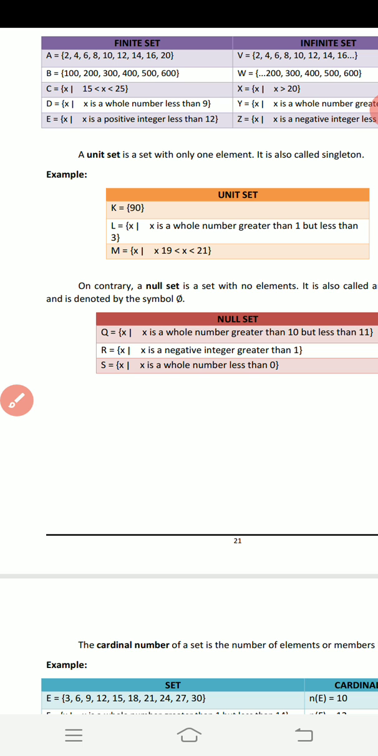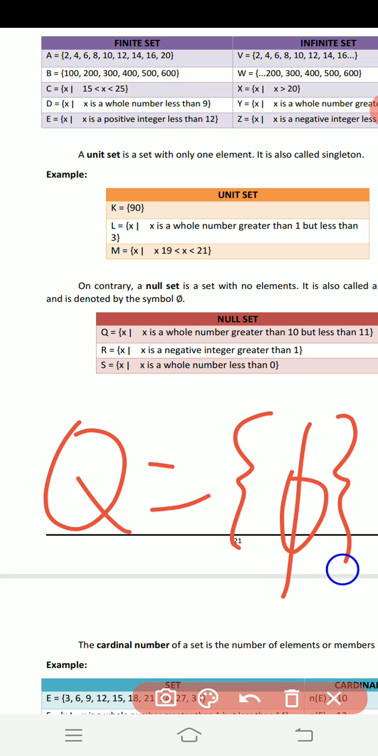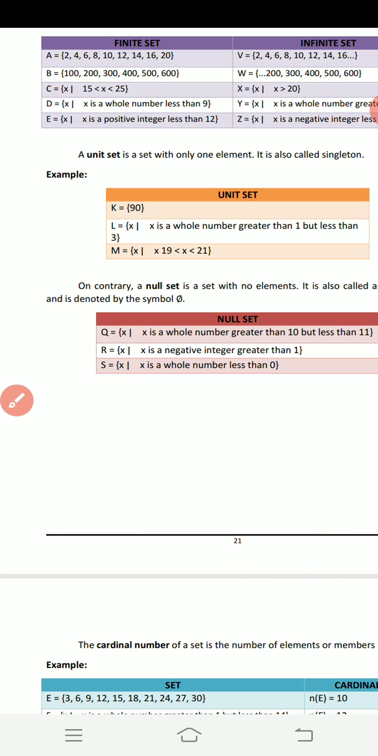Again, inuulit ko, hindi po siya dapat ganito. Yan, mali yan. Huwag niyo ipagsama. Pwede kayong gumamit kahit isa lang dyan sa notation ng null set. Okay? Let's proceed with the cardinal number.